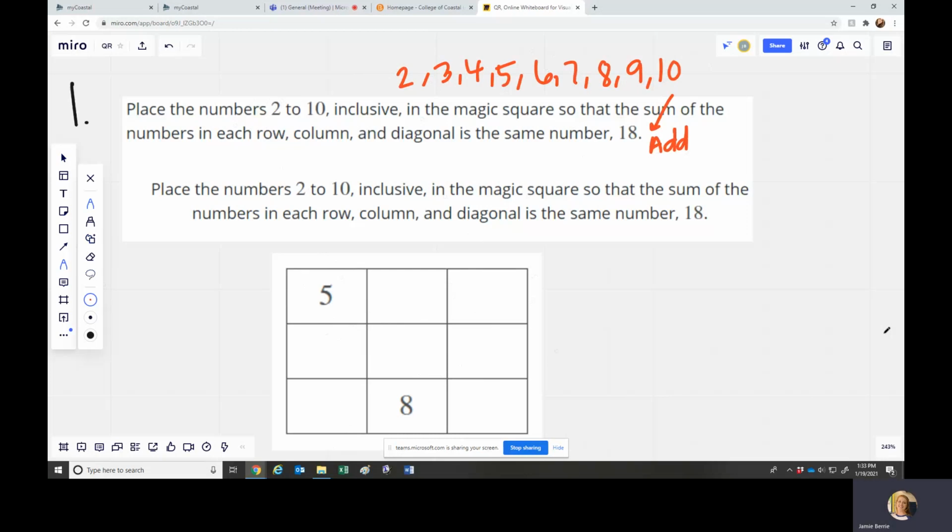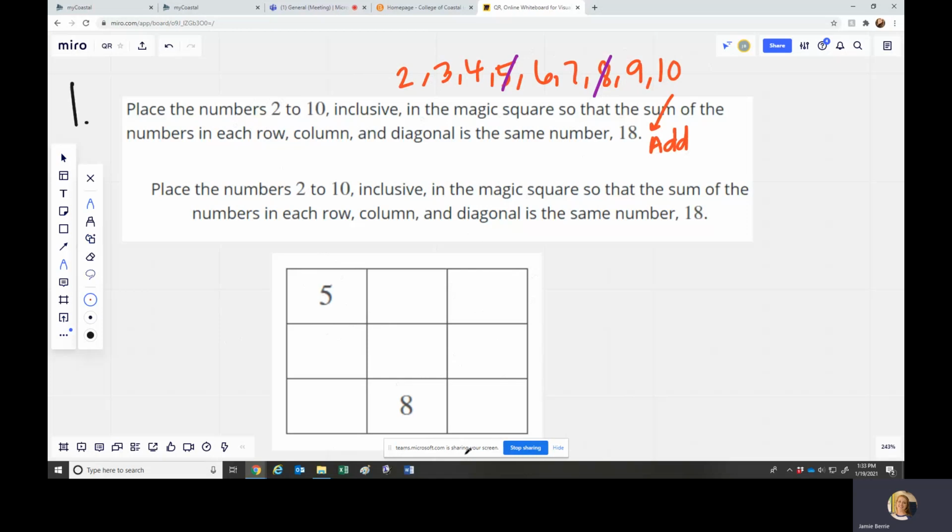All right, so let's go ahead and mark off. We can't use 5 and 8. Those are already used in our problem. So 5 and 8, we can't use those. Really the only way to solve this is just to start by making a guess.